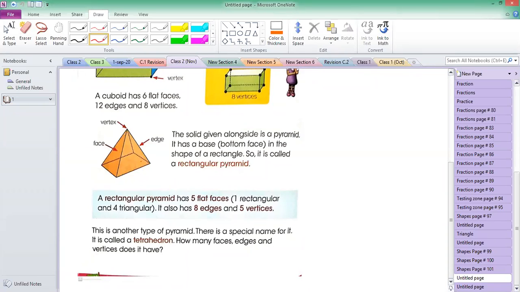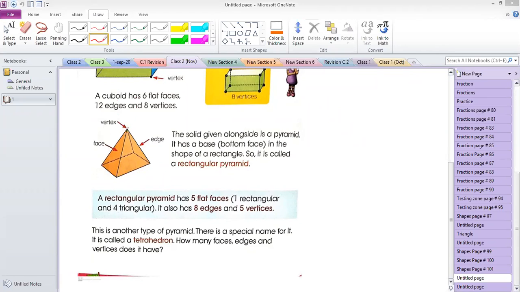So you can identify a rectangular pyramid if any 3D shape is having 5 flat faces and it has a base, I mean the bottom, a base. This base is rectangular and other 4 faces are in triangular shape. You can identify easily if there are 5 flat faces, 4 of them are triangular shape, and 1 face is rectangular shape. Okay, and it has 8 edges. So you can see, guys, there are 8 edges.